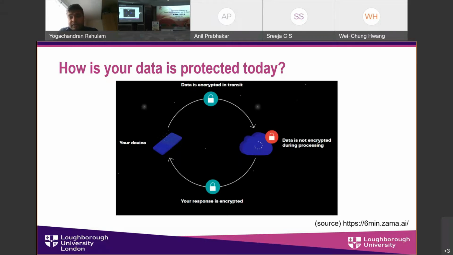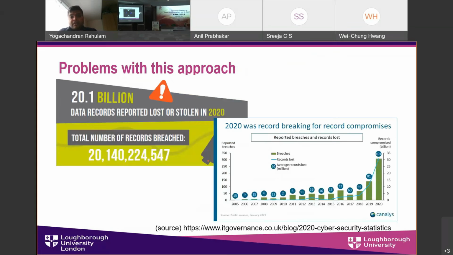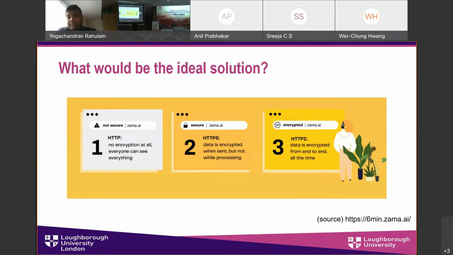So if the cloud provider or server is hacked, then the hackers will know the data, right? That's why we have so many data breaches happening. Just last year we had 20 billion data records breached, which means on average, every person on the planet lost 3 of their data records to the hackers, and this is increasing. The reason for hacking is the data is in the client domain wherever it is stored, right? So if you want to avoid these data breaches, we need to come up with a completely different approach.